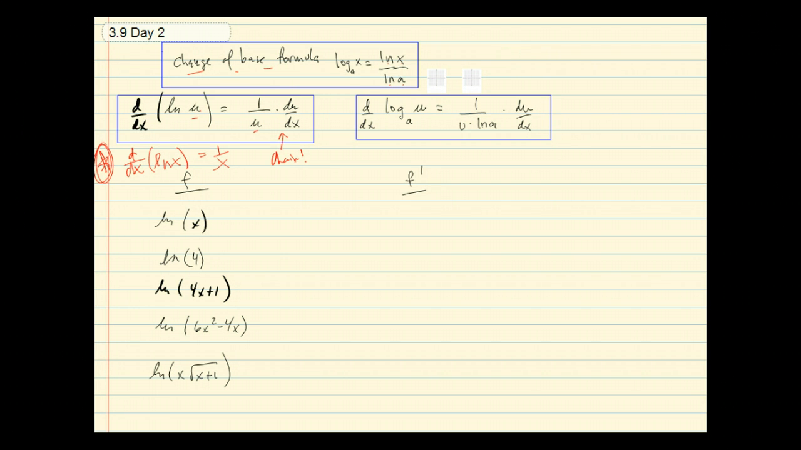Okay, so what happens if you want to find the derivative of the log base a of any function at all? The derivative rule is this.